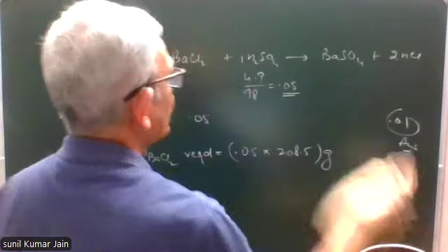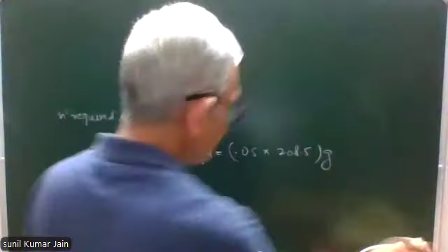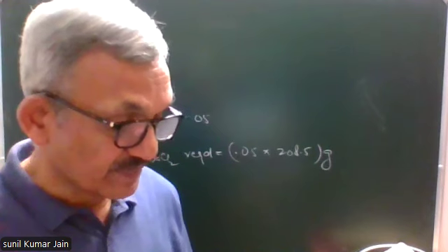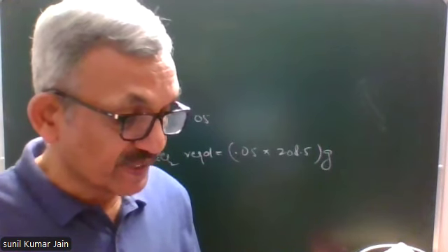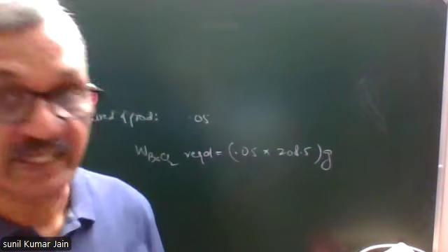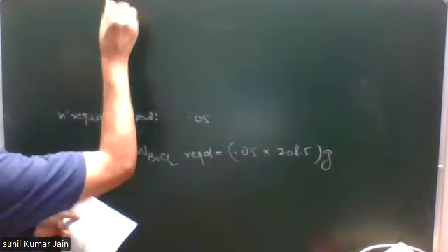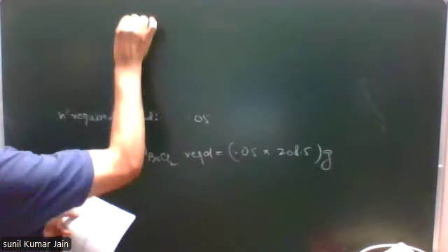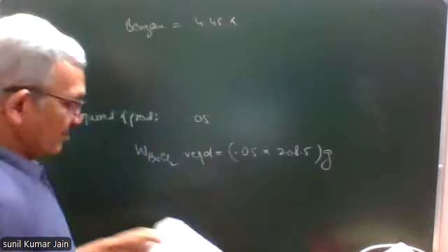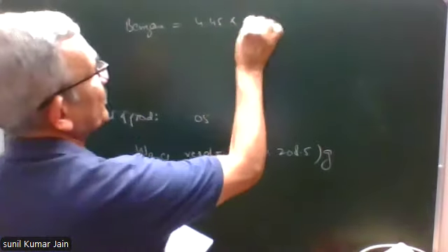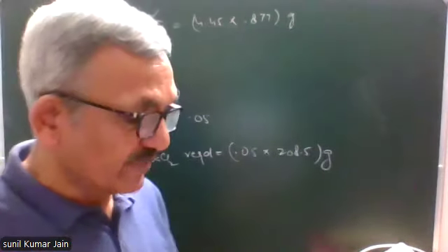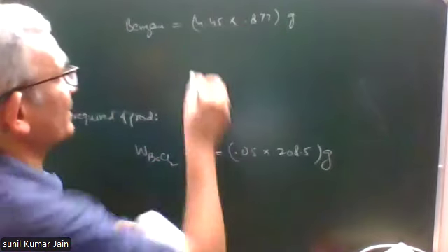Second numerical. 4.45 cc of benzene, density and molecular weight given, was burnt in excess of oxygen. Calculate the mass of water produced and the volume of oxygen at STP required. Now, first we calculate benzene. Benzene is 4.45 cc multiplied by density 0.877, so that many grams. This mass will come out to 3.9 grams.